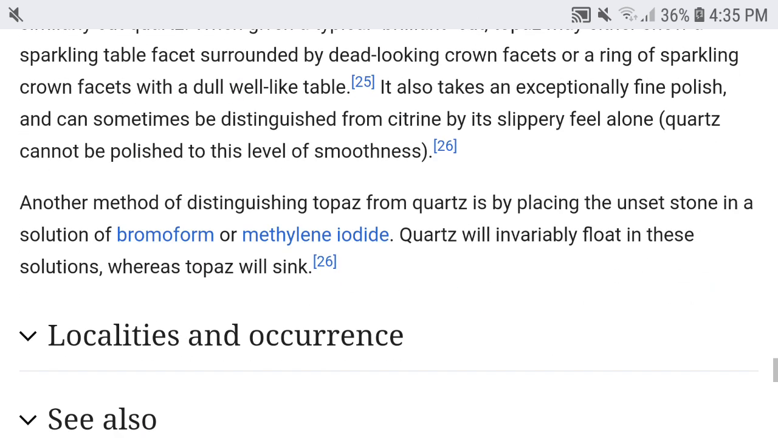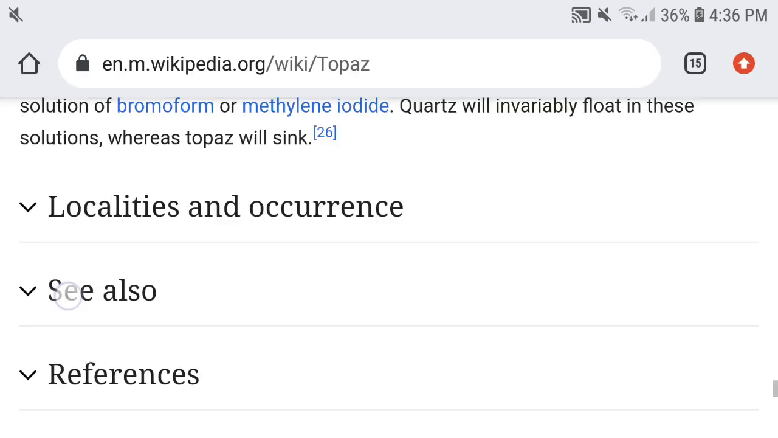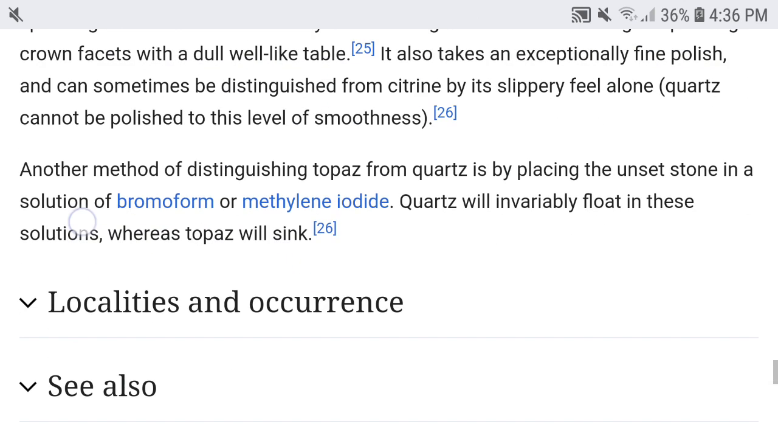Okay, that's so specific, so detailed, but I can't really imagine what any of those words mean. Okay, localities. Okay, here we go.